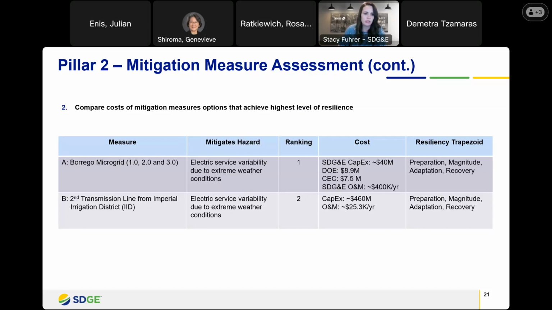Now, the important thing to understand about this theoretical second transmission line is that in order for it to truly be resilient, it would need to come from the opposite direction of our existing transmission line.